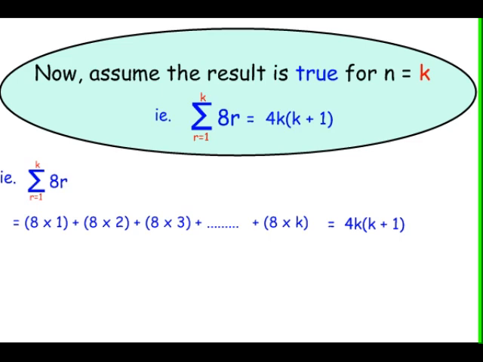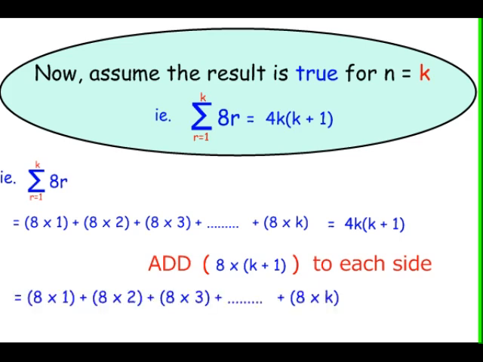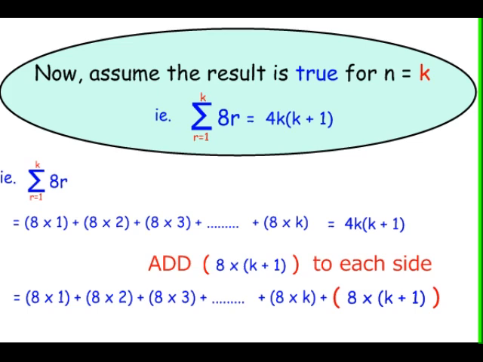Now we want to show that this will then become true for a further term up, for the sum r equals 1 up to k plus 1. We want to show that this is going to be 4 times k plus 1 times k plus 1 plus 1. So if we add an extra term to each side, the extra term would be 8 times k plus 1, the next term up from this, to each side of this equation. Now, adding it to the left hand side, we've already got the sum up to 8 times k, plus this extra term 8 times k plus 1.